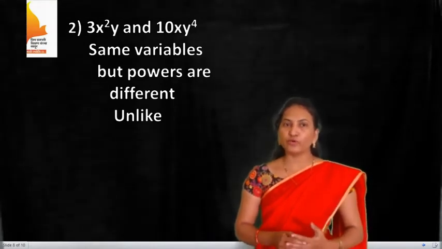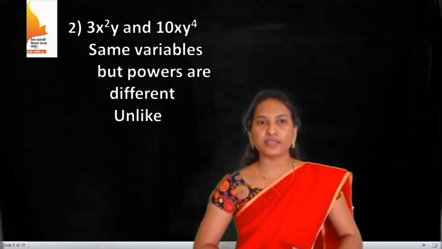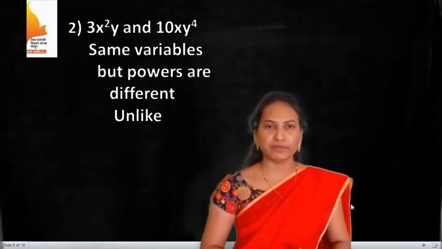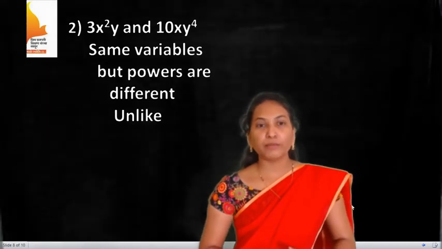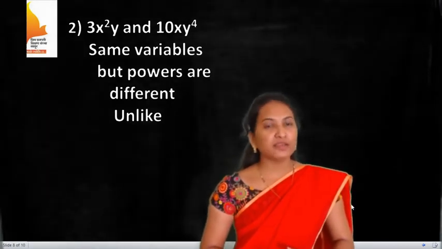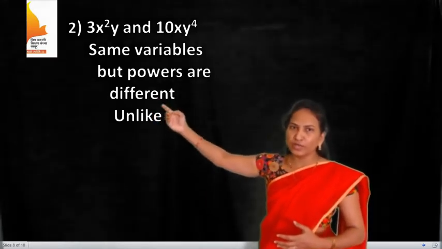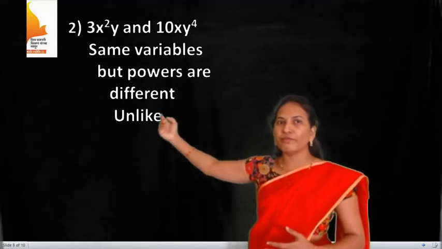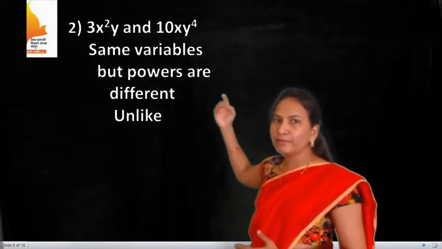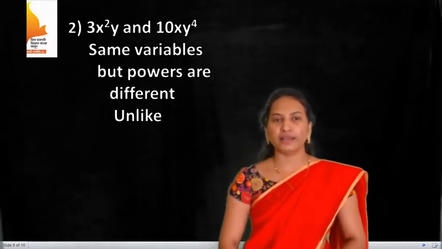One more example we will see here, 3x square y and 10xy square. Again here in both the terms you observe variables are same or different. In the first term, x square y, variables are same, x and y, and in the second, x y square. But observe the power of variable. Here in the first term, power of x is 2, but here power of x is 1. Again here power of y is 1 and here power of y is 2. So they are different, so it is an unlike term.